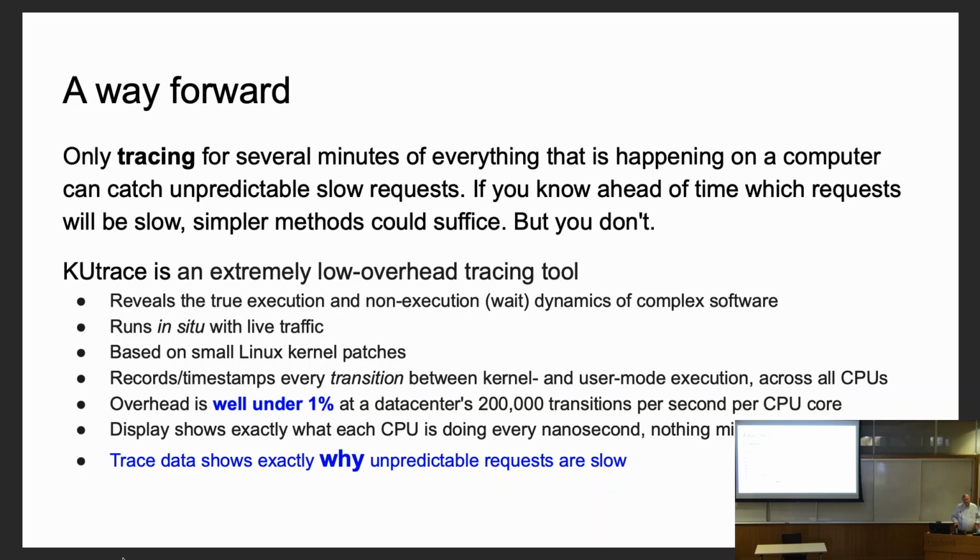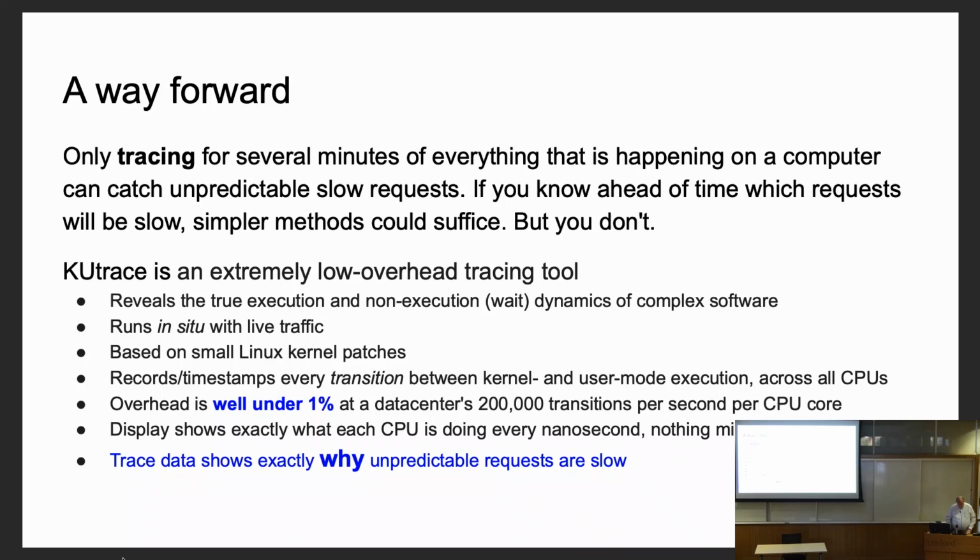So KUtrace is this tool that I built that traces all the transitions between kernel mode and user mode. So every system call, system return, interrupt, interrupt return, fault, fault return, every context switch. That's all it does. The only reason it's fast is it's not ambitious. There are no options. There are no controls. There's no subsetting.